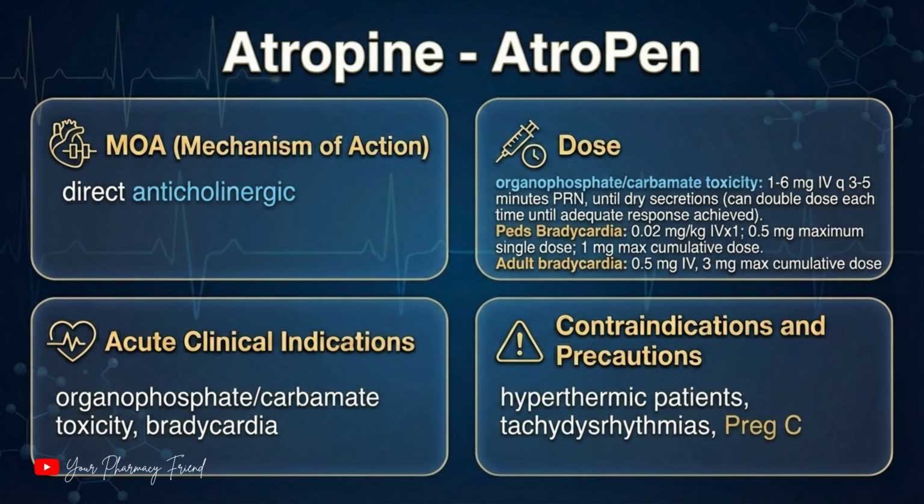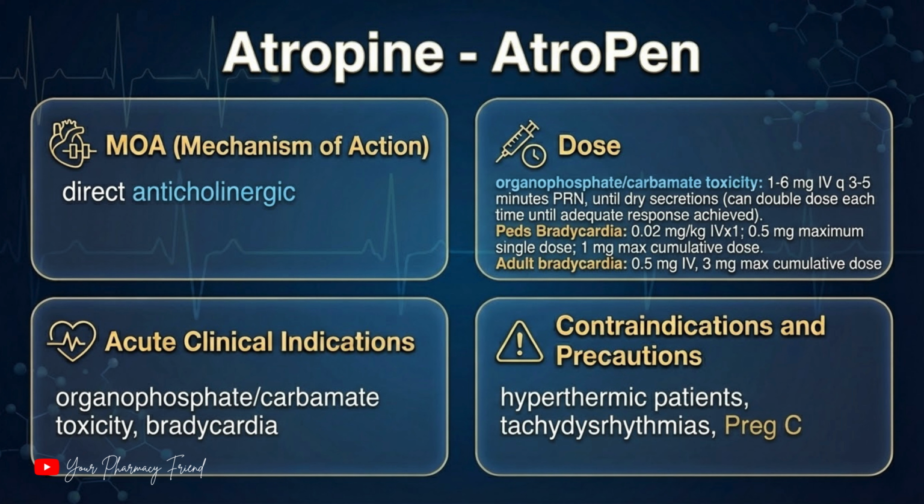Atropine, which is commonly available under the brand name Atropine. Atropine is an important medication used in toxicology and emergency cardiac care, particularly in the management of organophosphate poisoning and symptomatic bradycardia. Let's begin with the mechanism of action.